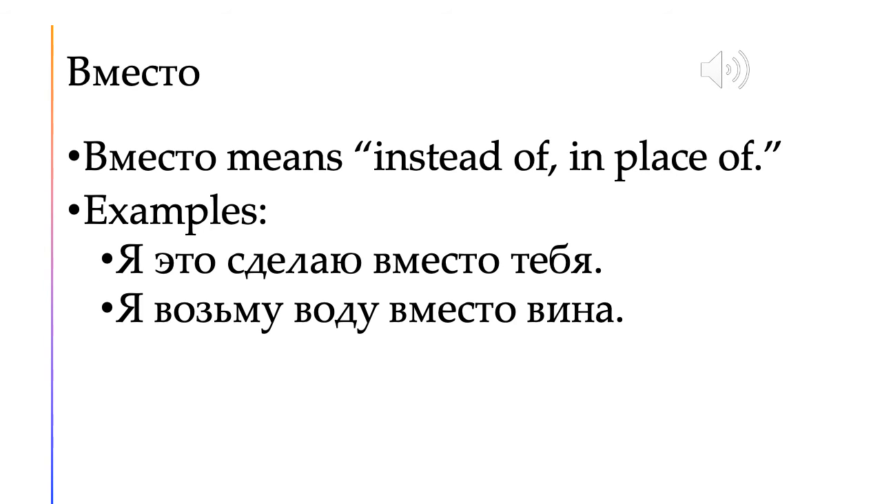The next preposition on our list is вместо, and it's important to note that there are two words in Russian that are almost identical. Вместо, which is what we're discussing now, and is a preposition that means instead of or in place of, and вместе, which is an adverb that means together. So don't mix them up. Вместо ends in a hard o, and it is a preposition that means instead of or in place of. For example, we could say, Я это сделаю вместо тебя. I'll do it instead of you. Or, Я возьму воду вместо вина. I'll take water instead of wine.